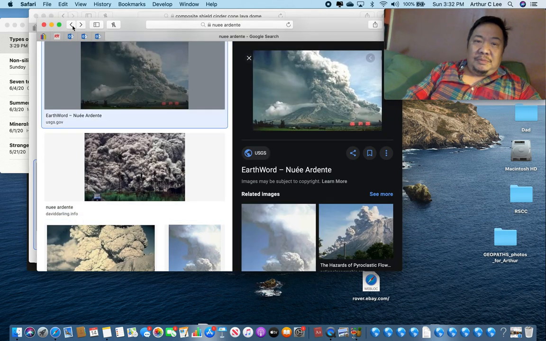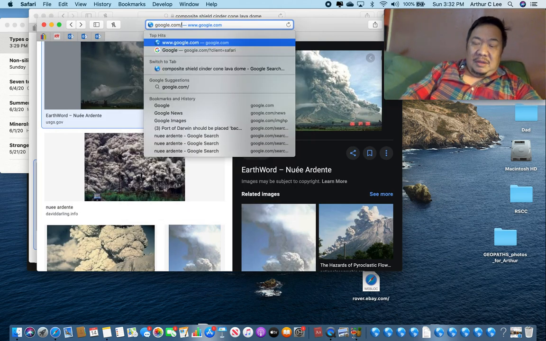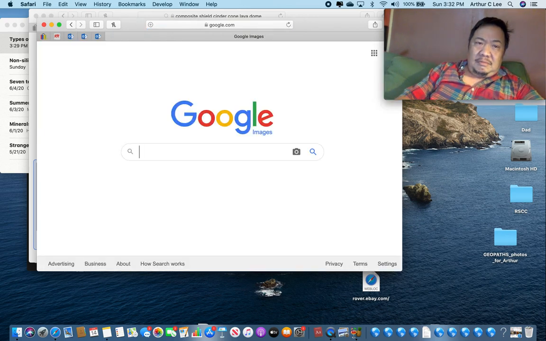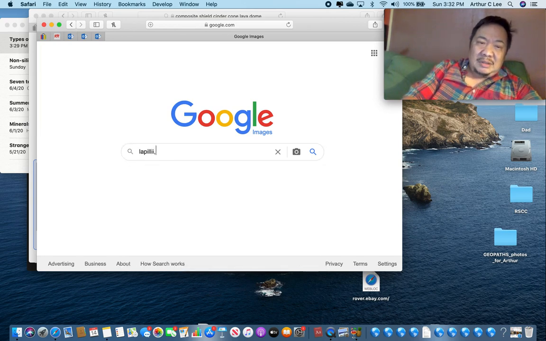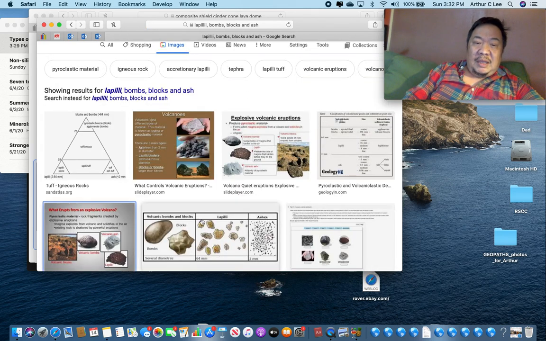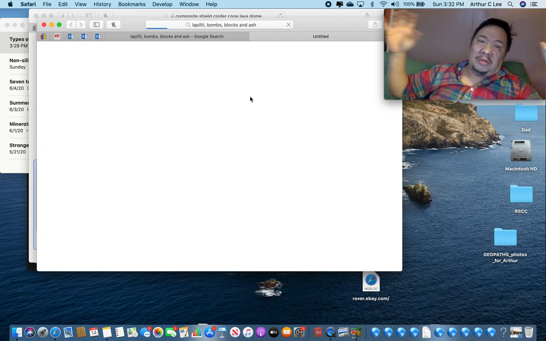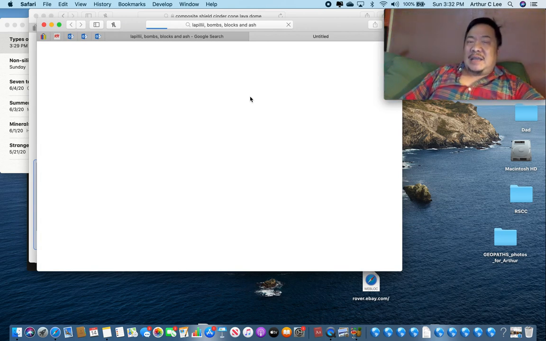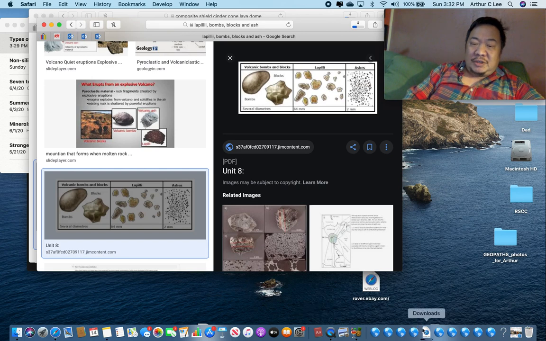The other thing that kills people from these composite volcanoes are lapilli, bombs, blocks, and ash even. Let's take a look at the difference. When a composite volcano blows up, chunks of rock, bowling ball size, boulder size, and ash size, shoot out in all directions. Ash has about the consistency of flour.